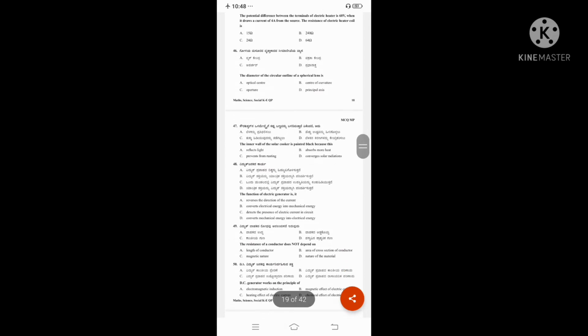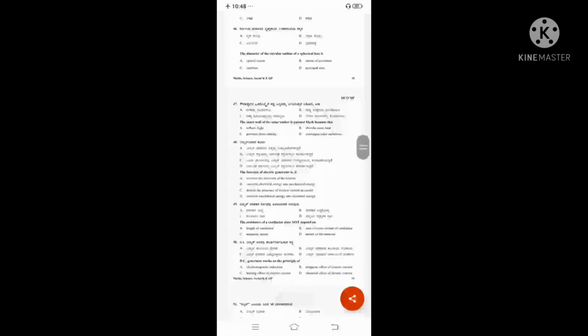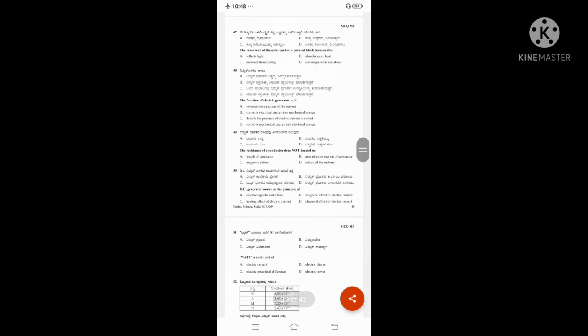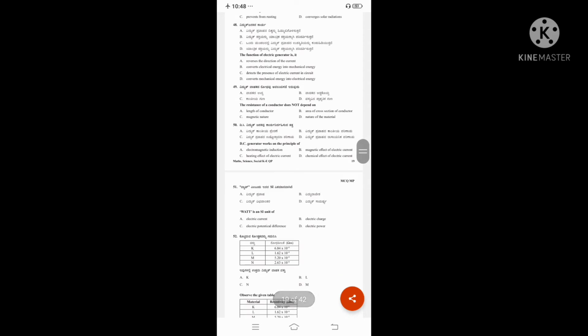Option A. The diameter of the circular outline of a spherical lens is called aperture. The inner wall of the solar cooker is painted black because it absorbs more heat. Option B is the correct answer. The function of the electrical generator is that it converts mechanical into electrical energy. Option D is the correct answer.